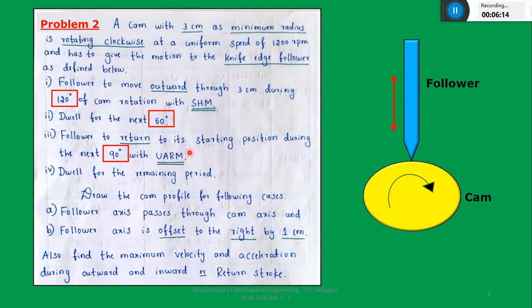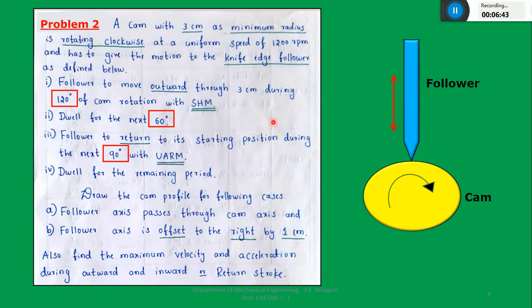Just note down this. And after coming down, again for the remaining period, it means 360 minus 90 minus 60 minus 120. It means for the next 90 degrees, there will not be any movement of the follower. Again, it is under rest. It is given 12 for the next remaining period. First, outward motion, again it will take rest. Again, the downward motion, again it will take rest.